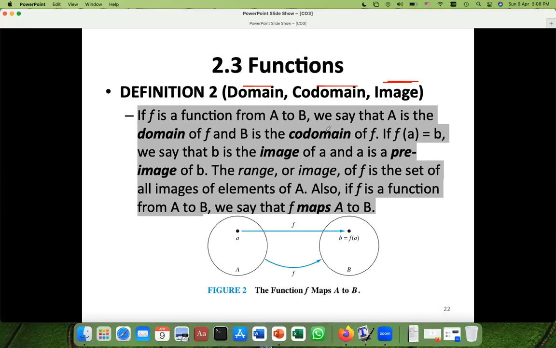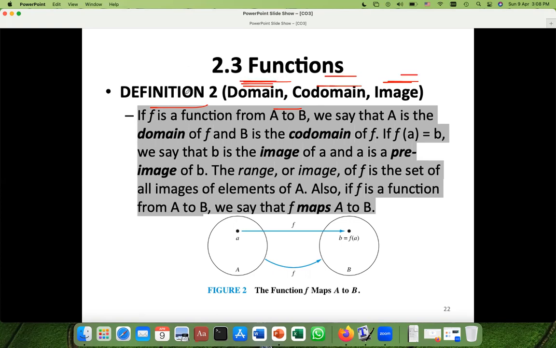Let's see. We have these three terms. One term will come maybe next. So what is domain? Now I have given you the understanding. This is one approach. Or the other approach is, if you have the function f and two sets, we can get the detailed understanding. So now we want to understand domain, codomain, and image.